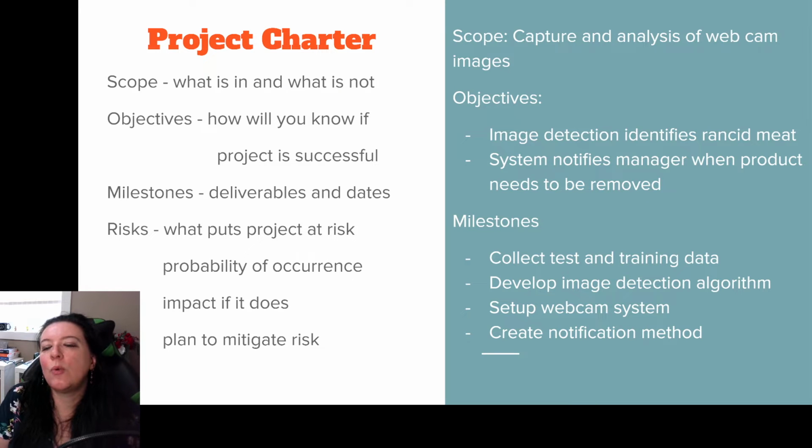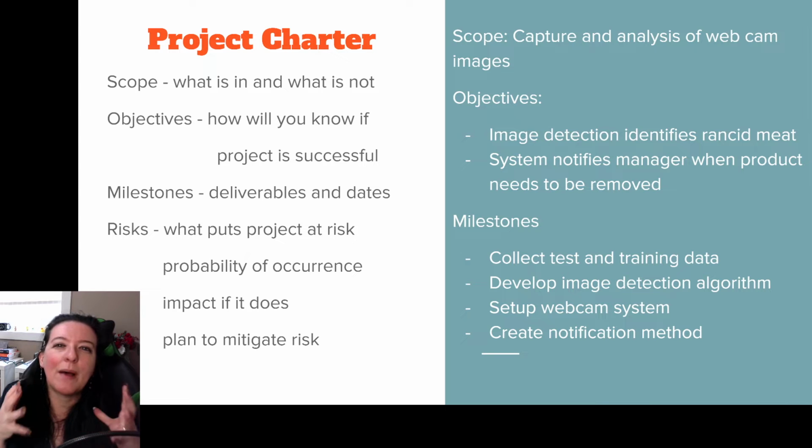For example, with our trying to identify meat and remove it from the shelves, we could set a scope that we are going to capture and analyze images using a webcam. There's lots of ways you could identify when meat needs to be removed from the shelves. We could have people monitor, or we could set up time periods so that after every couple of days certain items get removed. So we're going to specify that it's not those things, that instead we're going to create this image capture system and identification system. That's what's within the project.